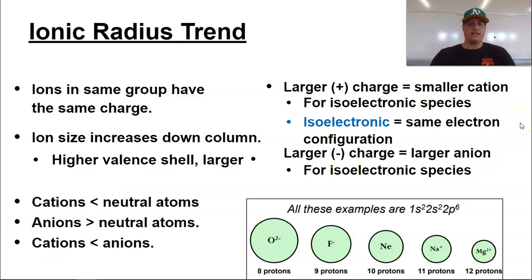All right, well, let's look at our next trend, ionic radius. Ions in the same group have the same charge. So all things in group 1 have a positive 1 charge, positive 2 charge for group 2. Now you go over group 17, they have a 1 minus charge. Remember what happens to your positive and your negative ions when we have electrons gained or lost.